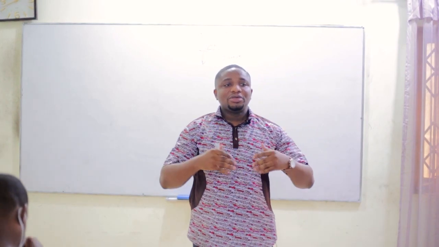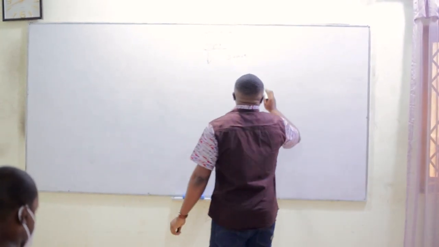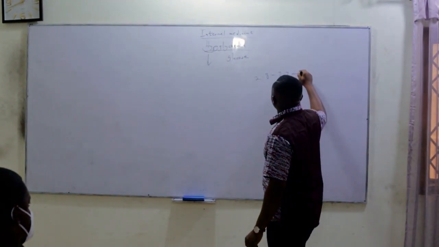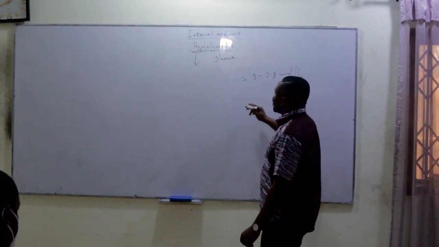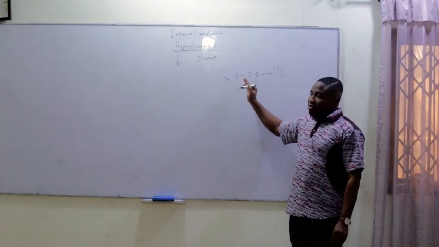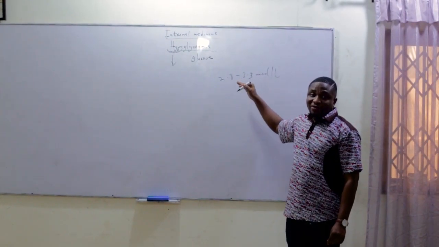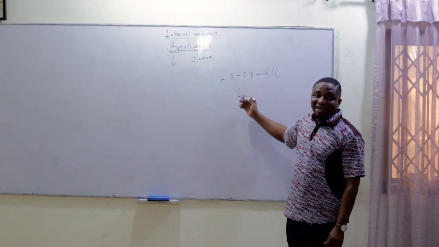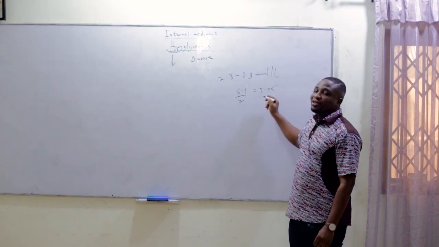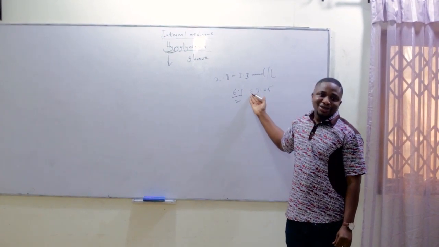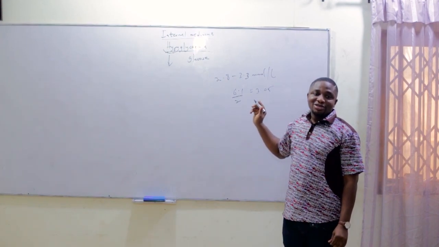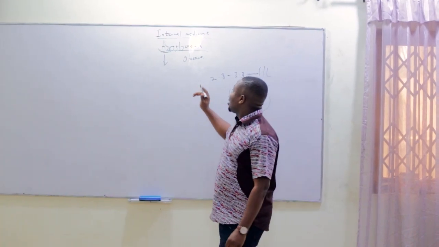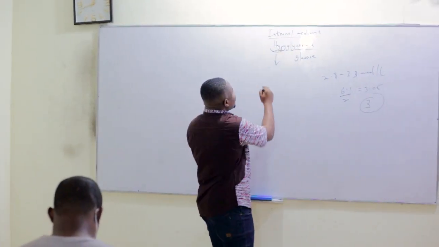Some people will say that the threshold should be 2.8 to 3.3 millimoles per liter. But if you add 2.8 to 3.3, it should give you what? 6.1. And if you divide 6.1 by 2 to have an average, you should have 3.05. So if you approximate this, we should have around what? 3. So we'll take the threshold to be 3.